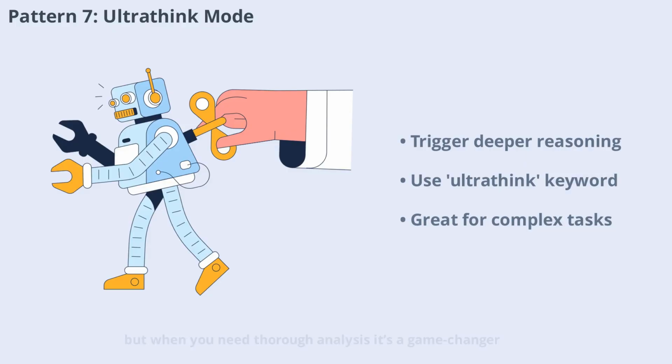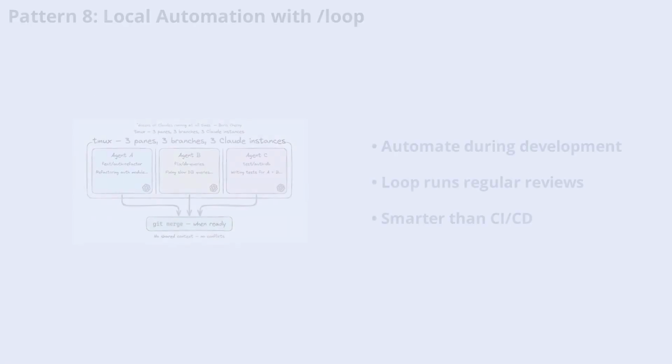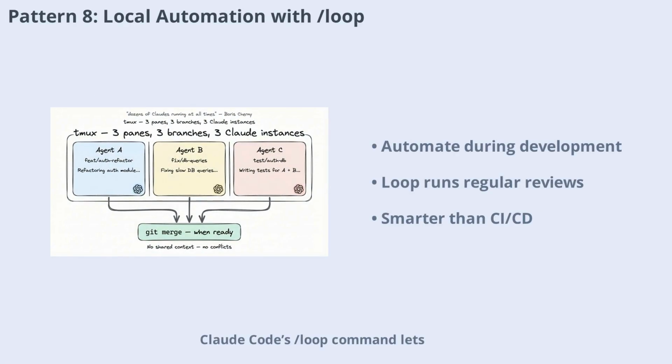It's not for every task, but when you need thorough analysis, it's a game changer. Claude Code's loop command lets you automate workflows during development, not just after code is merged. For example, loop 30M, code review, runs a review every 30 minutes, flagging issues and drafting summaries while you're away. Unlike CI/CD, which only sees code after it's committed, loop works with your current state, tracking ongoing work and previous questions. This means smarter, more context-aware automation right on your machine.